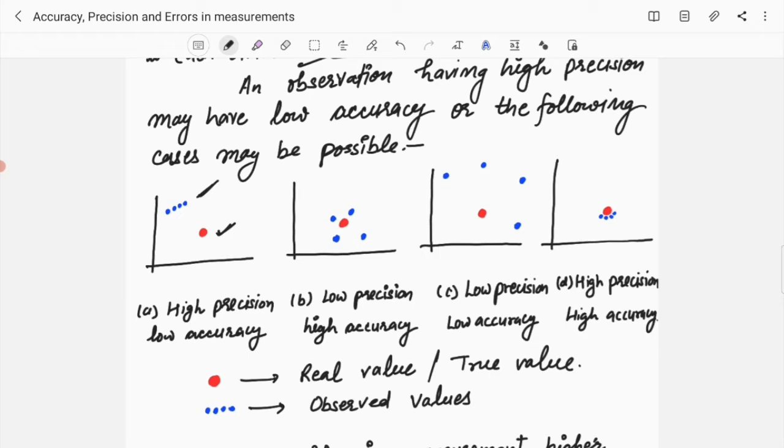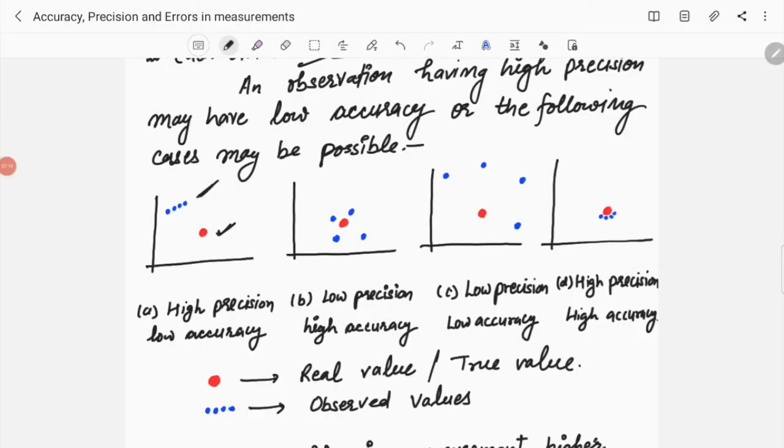In the third one, if you will see, all the four blue dots are very much far away from each other. So what we can say, they are showing low precision, and they are not very much close to the true value of the observation. So we can say it is showing low accuracy also.